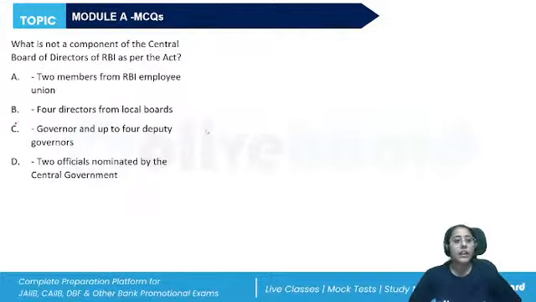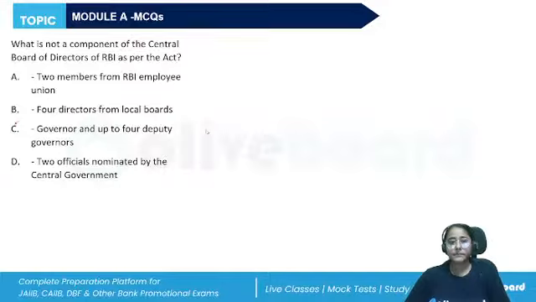What is not a component of the Central Board of Directors of RBI as per the Act? Again, this we have already discussed. Two members from RBI Employee Union, four directors from the local boards, governor and up to four deputy governors, two officials nominated by the central government. Very quickly answer this question. Already we have discussed the composition of the central board.